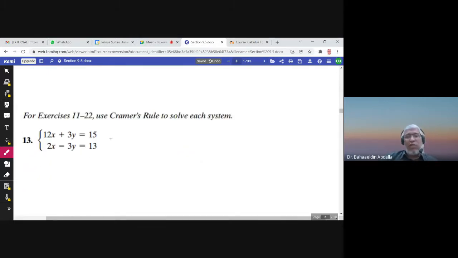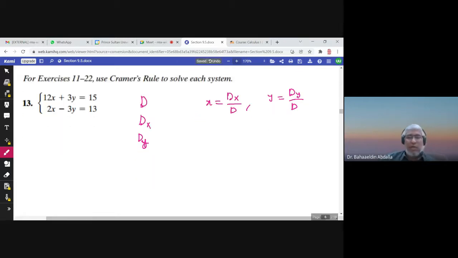So please do the same. Solve here this system using Cramer's rule. Find dx, find dy, and then x would be dx over d, and y would be dy over d. And I can tell you the answer. The answer would be this ordered pair.